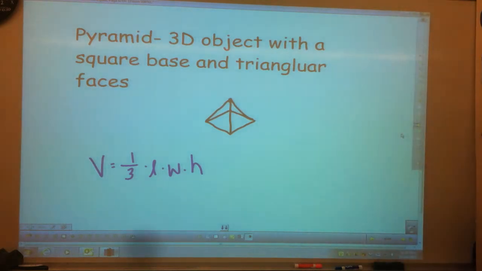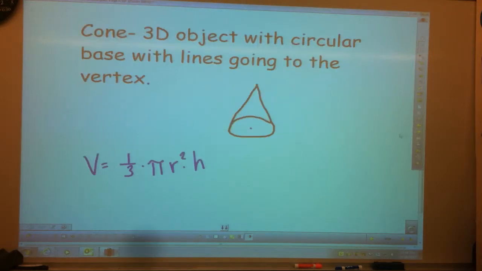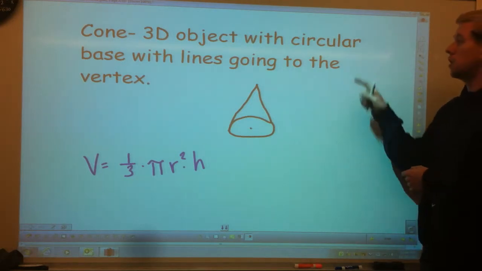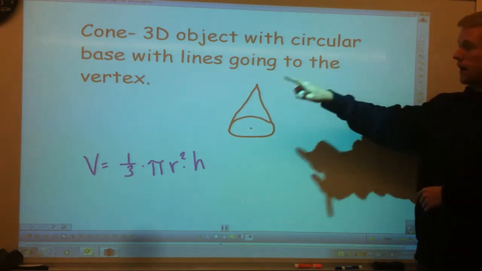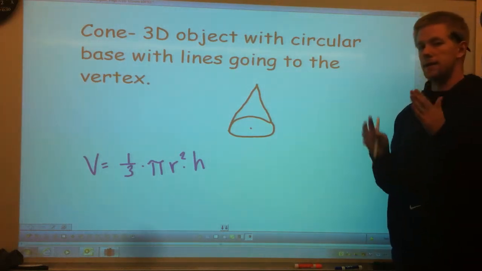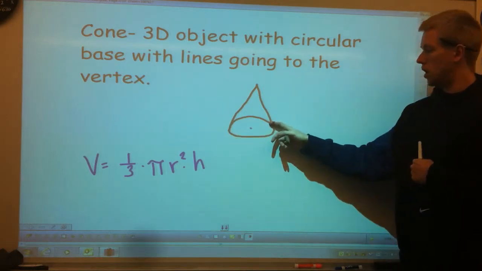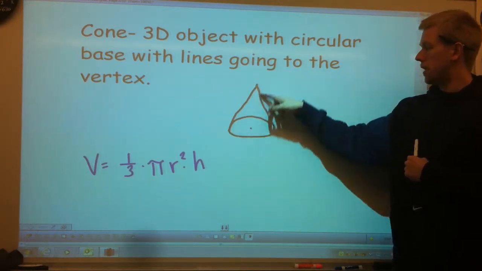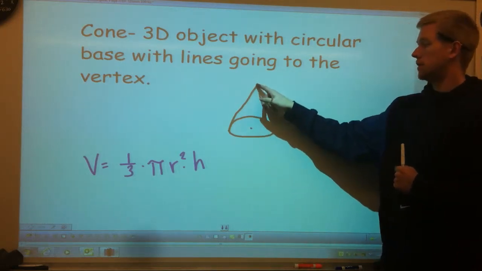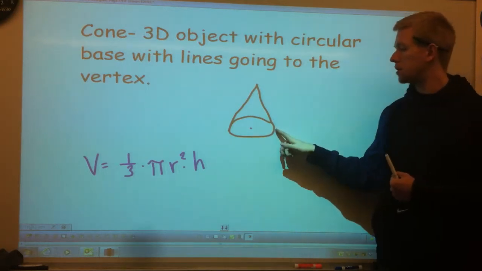I think the last one we have is a cone. A cone and pyramid are very similar. A cone is a 3-dimensional object with a circular base and lines going to the vertex. Here they don't have faces because it's going to form a circle on the base, so you can't have any sides off of this circle. Every line goes up to that vertex at the top. So you have a circular base and lines going to the top. This would be an easy ice cream cone just flipped upside down. You can draw that picture here.